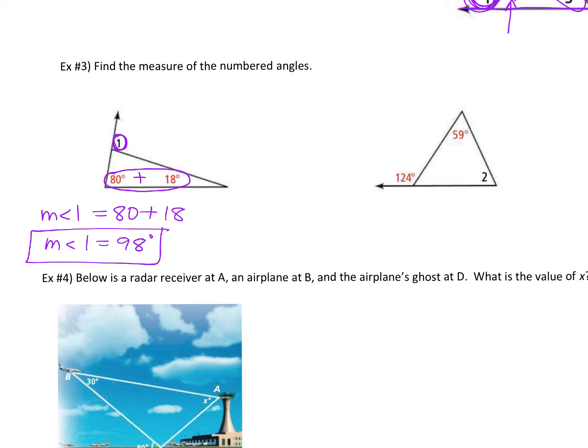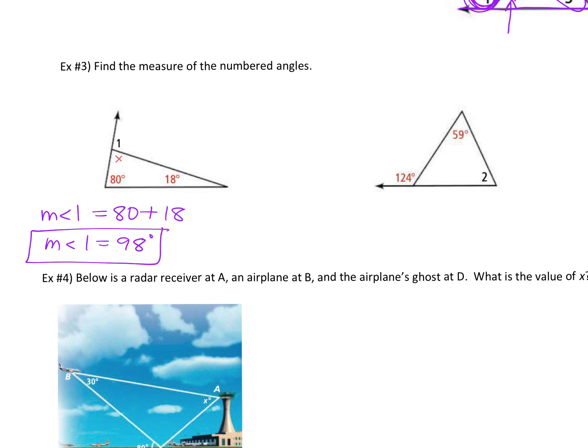What if you didn't remember that theorem? Does anyone see a different way to find the measure of angle 1? Julia. You could add 80 and 18 together. Let's call this X for now. To make 180. And then angle 1 is supplementary to the missing angle. Right. Okay, so here's your other option.